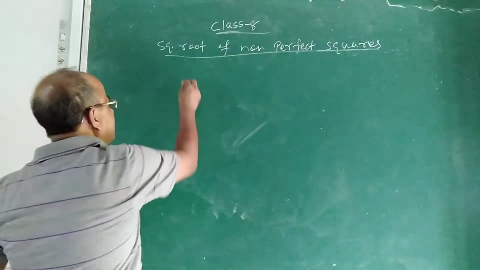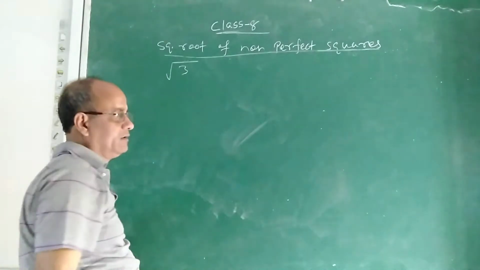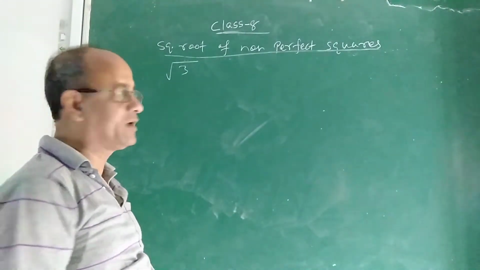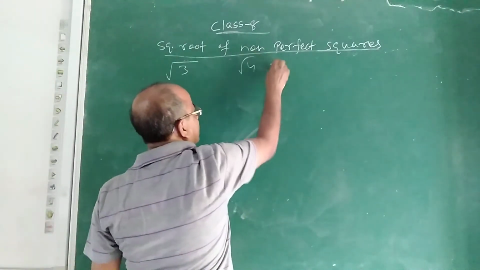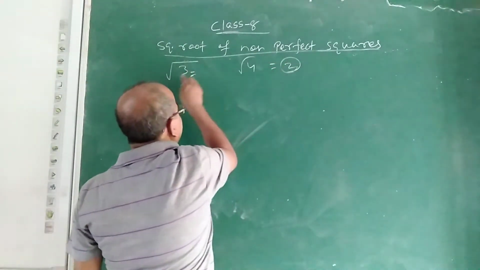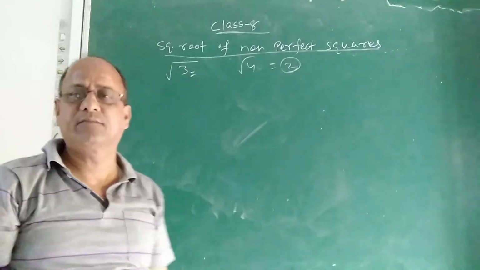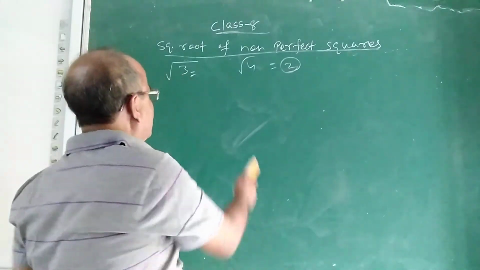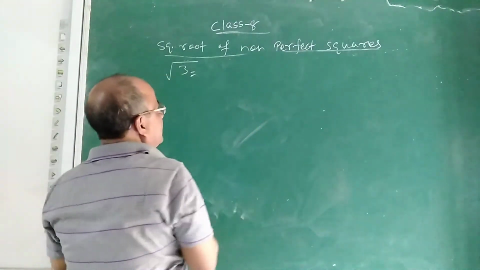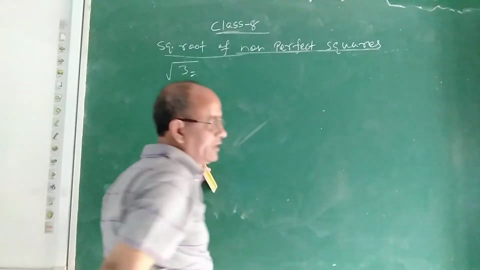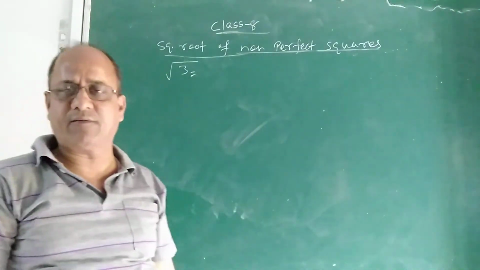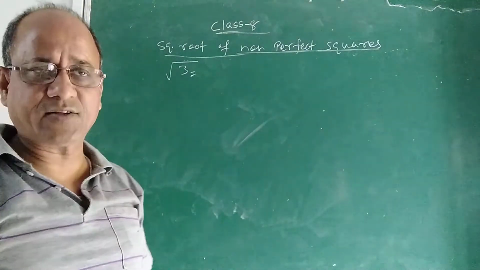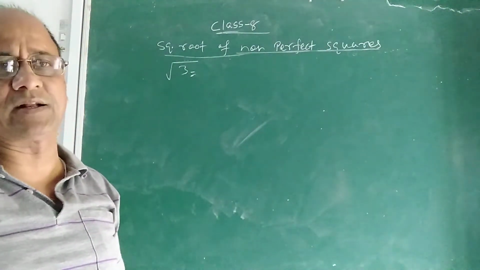Suppose, for example, I ask you what is the square root of 3. Can you find the square root of 3 which is a natural number? Like the square root of 4 is 2, this is a natural number. But the square root of 3 is not a natural number. Hence, 3 is not a perfect square. Similarly, 2, 3, 5, 7, 10, 11, 13 are not perfect squares. And if they are not perfect squares, how to find their square root?